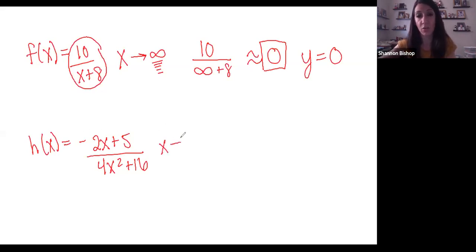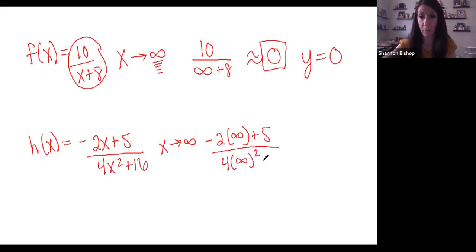As x goes to infinity on this one, you would have essentially -2 copies of infinity plus 5 over 4 copies of infinity squared plus 16. Okay, well, here's where the discussion of polynomials and end behavior comes in. When you're talking about polynomial functions, everything is driven by the degree of the polynomial. The degree, remember that? The highest exponent in the formula is called the degree.